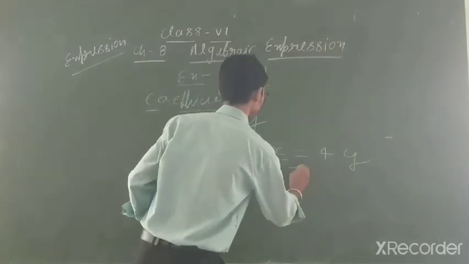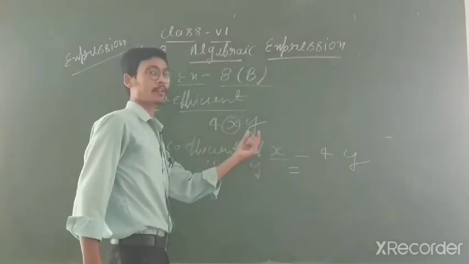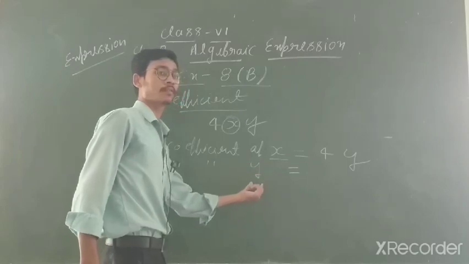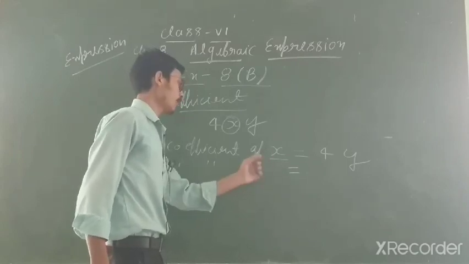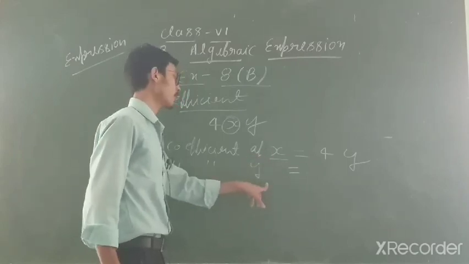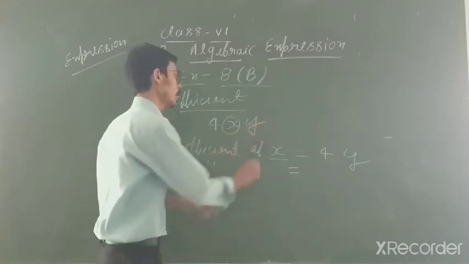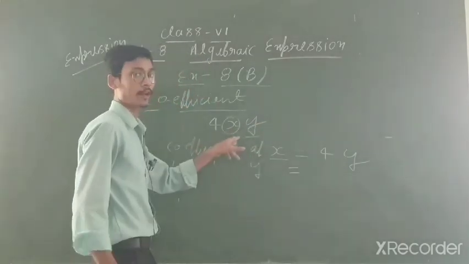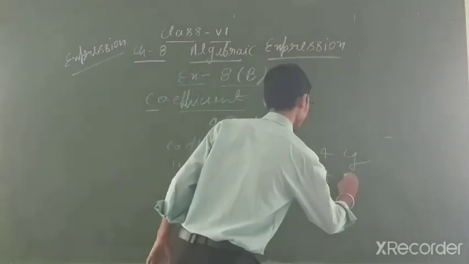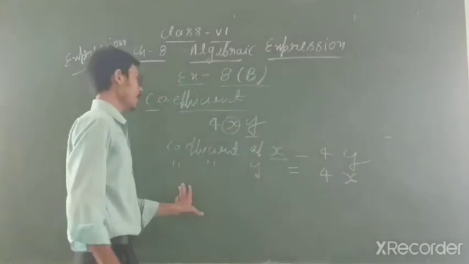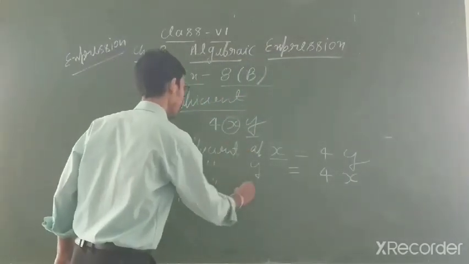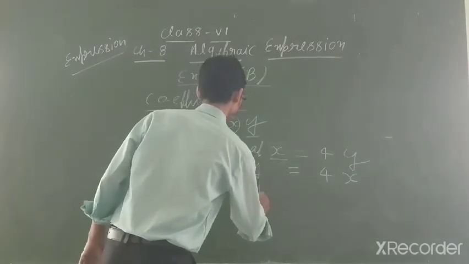Similarly, if you have to write down the coefficient of what? y. Clear? So what I explained? You have to leave the variable or constant whose coefficient you have to find out. Coefficient of y you have to find out. So what will you leave? You will leave y. And what is left? 4 and x. So write down 4x. Clear?